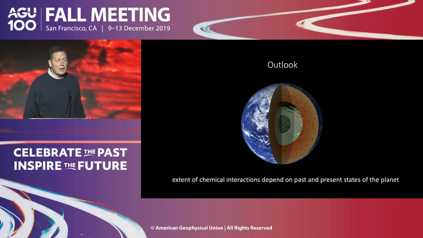So to sum up, the likelihood of chemical interactions between the core and the mantle, in my opinion, is unavoidable. And what they create is an opportunity to probe back into the past, because the extent of these interactions is going to depend on the past and present states, and by interpreting these geochemical signatures and others, we'll be able to learn something about those states in the past.